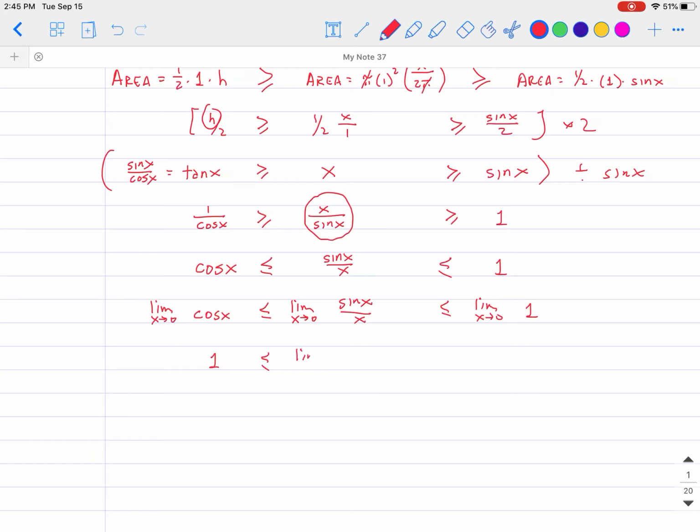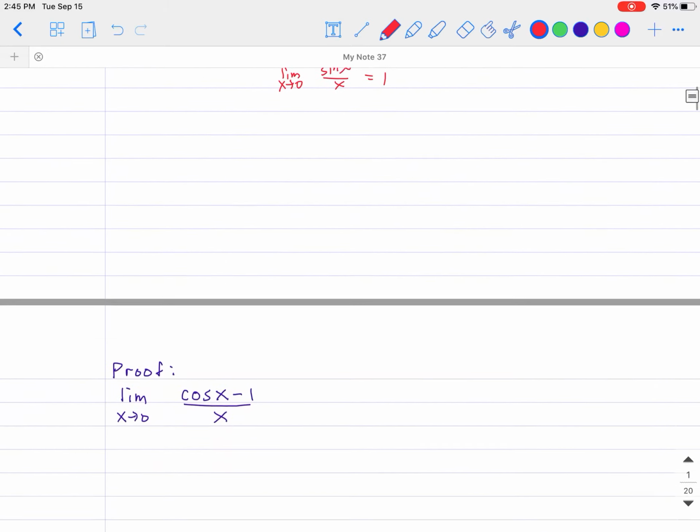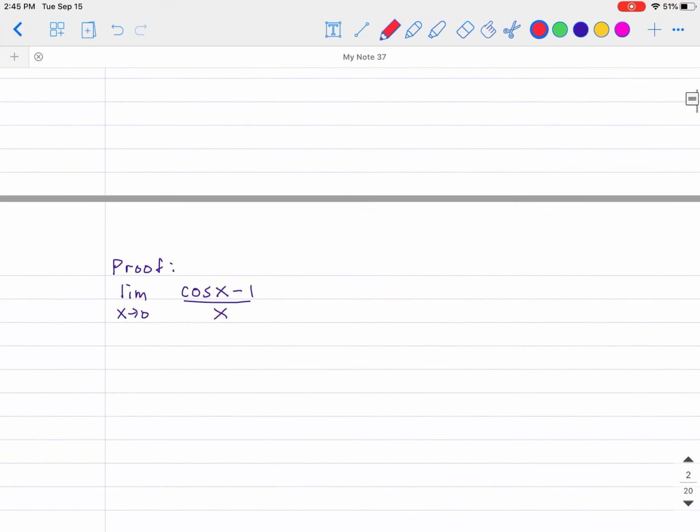So applying the limit now, we can see that the limit as x approaches 0 for cosine is 1. The limit as x approaches 0 for sine of x over x is what we're trying to solve for, so we don't really care about that one. We'll go ahead and leave it alone. And then finally, the limit as x approaches 0 for 1, well, that's just 1 because there's no x then. And if we put it all together, you can see now the limit as x approaches 0 of sine of x divided by x is then equal to 1. So there's your proof done.